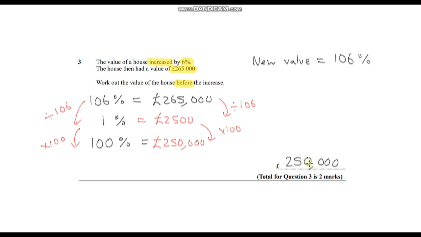So let's say that the original value was £250,000. Now we know that it's been increased by 6%, so the multiplier is going to be 1.06. If we multiply that by 1.06, we should get our new price of £265,000, which indeed we do. So with reverse percentages, always check your answer to see if you get back to the new value that's given in the question. So our answer is £250,000.